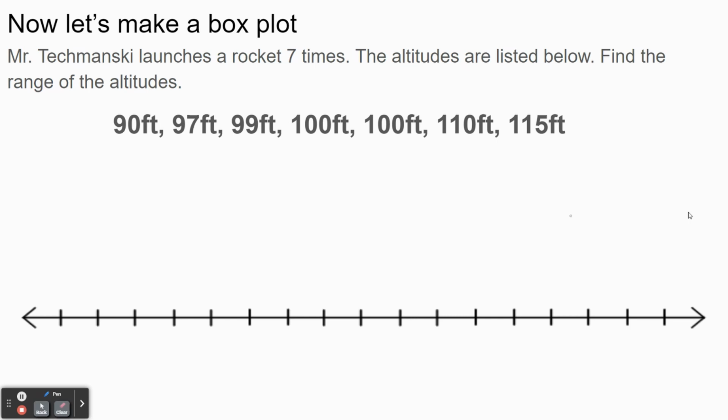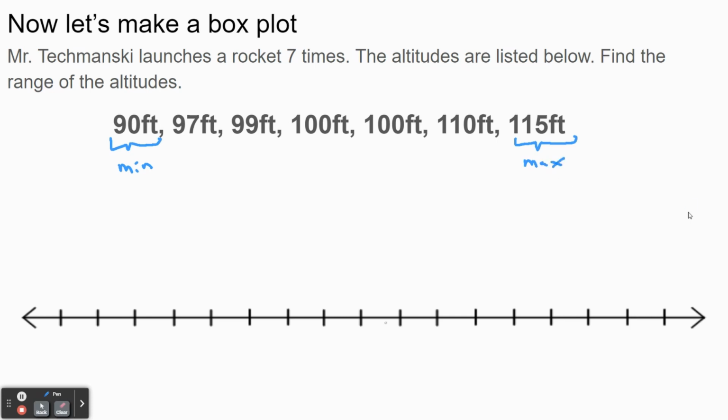So next, we're going to use the same problem that we used from our first example, but this time we're going to make a box plot. There are a few different things you need to know. Let's start by identifying the minimum and maximum. They're the same things as they were before, but it's always good to list them since we don't have them currently listed.